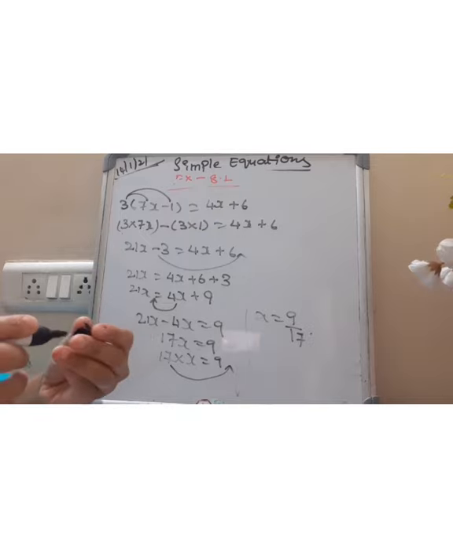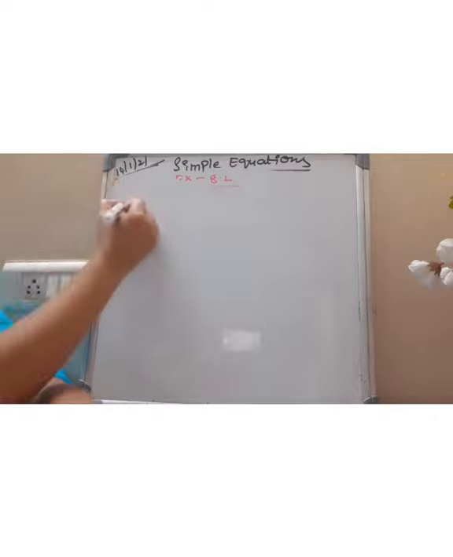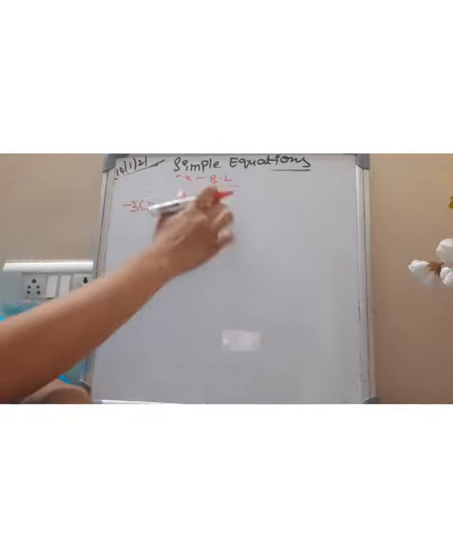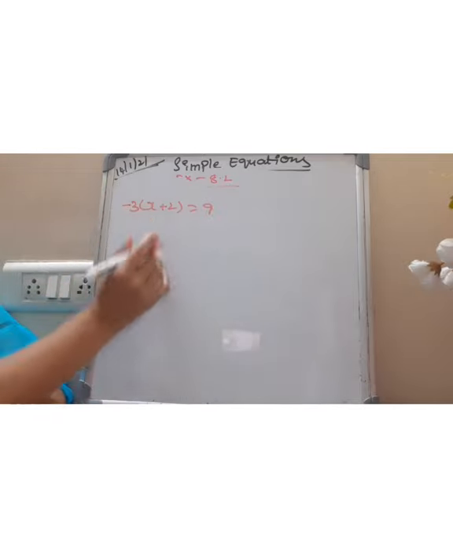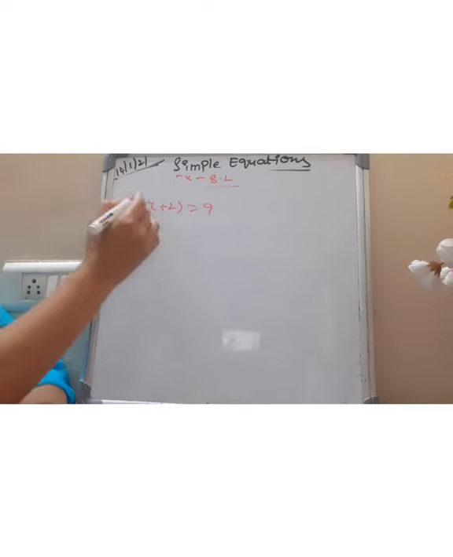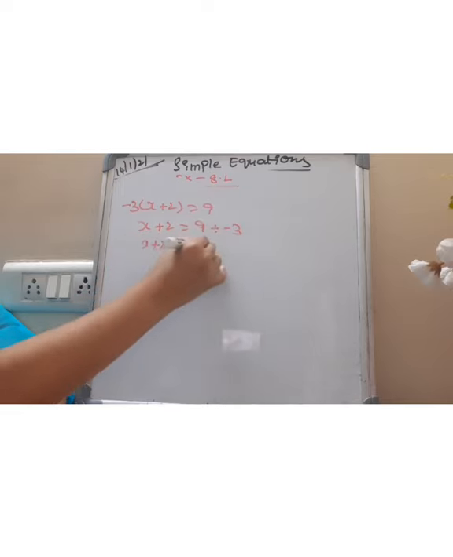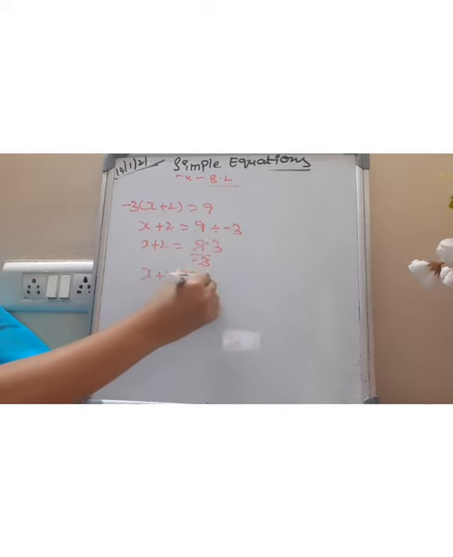The next question in this category: negative 3 into x plus 2 is equal to 9. I told you already, when you have something like this, please try to send this to the other side. It will be easy. What operation is there in between them? It is multiplication as usual. So x plus 2 is equal to 9 divided by negative 3. 3 ones are 3, 3 threes are 9. So x plus 2 is equal to negative 3.